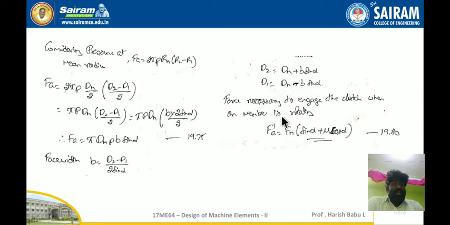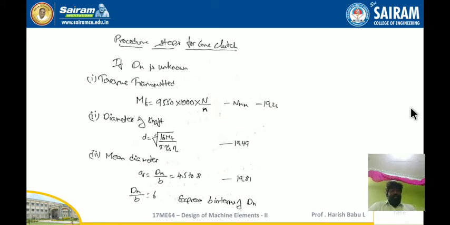To engage the clutch when one member is rotating, the axial force Fa' is equal to Fn (sin α + μ cos α), equation number 9.80. Sorry, these are the equations we are going to derive from the torque. So what is the procedure you are going to follow for a cone clutch?